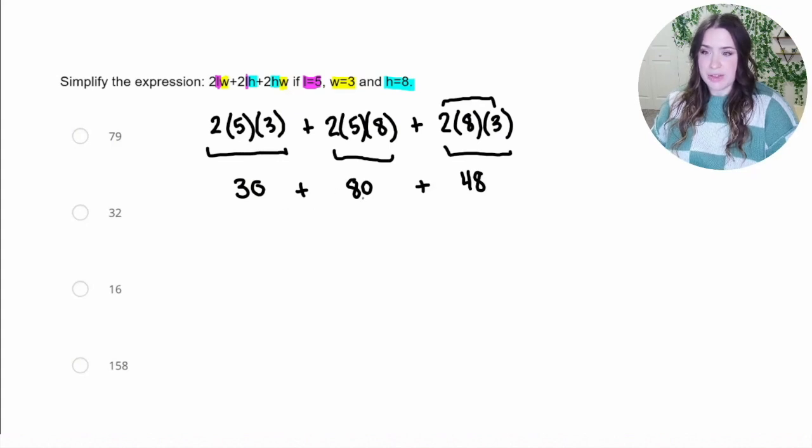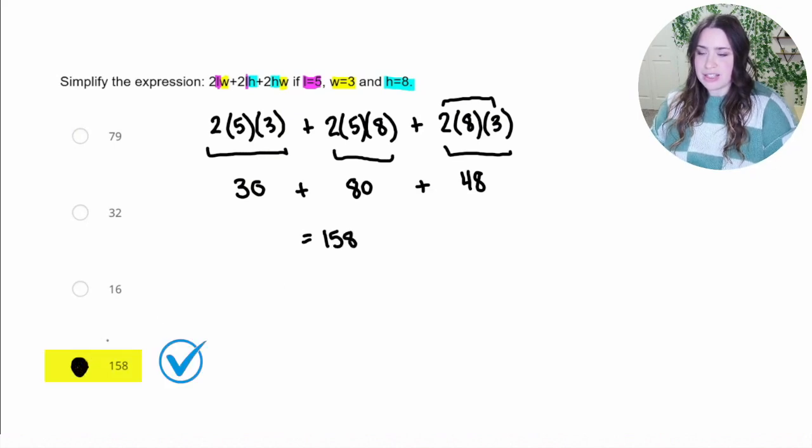So then we can go ahead and add those three numbers together, use that calculator, but we are going to get 158, which is our answer right there.